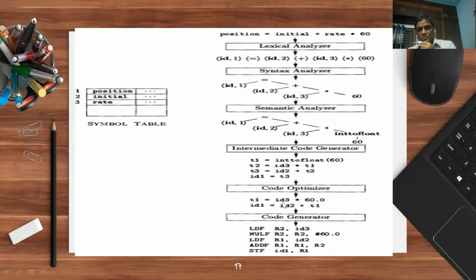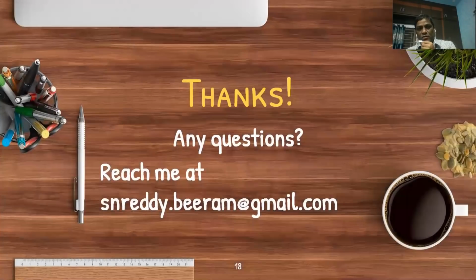So this is how it is done by your compiler phases. Finally, this code, the target code, will be generated by your compiler. That is what I want to explain in this session.